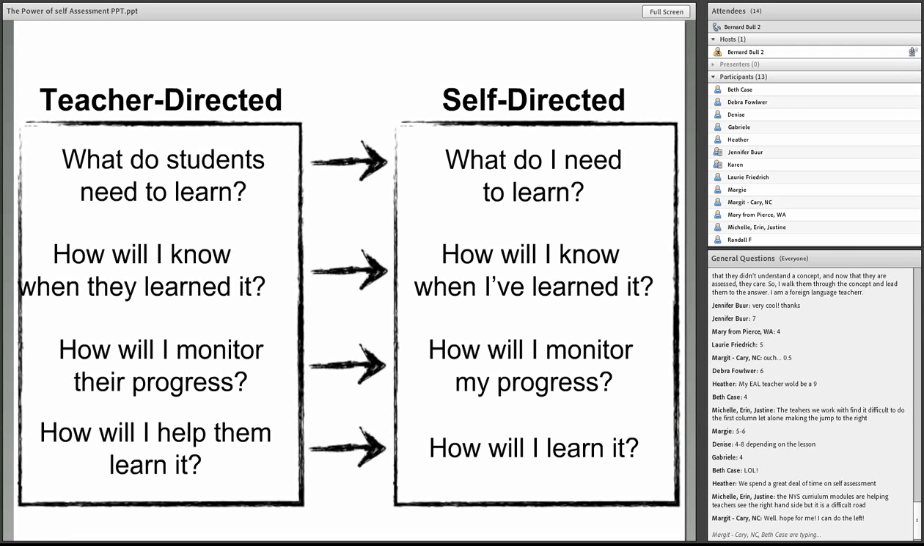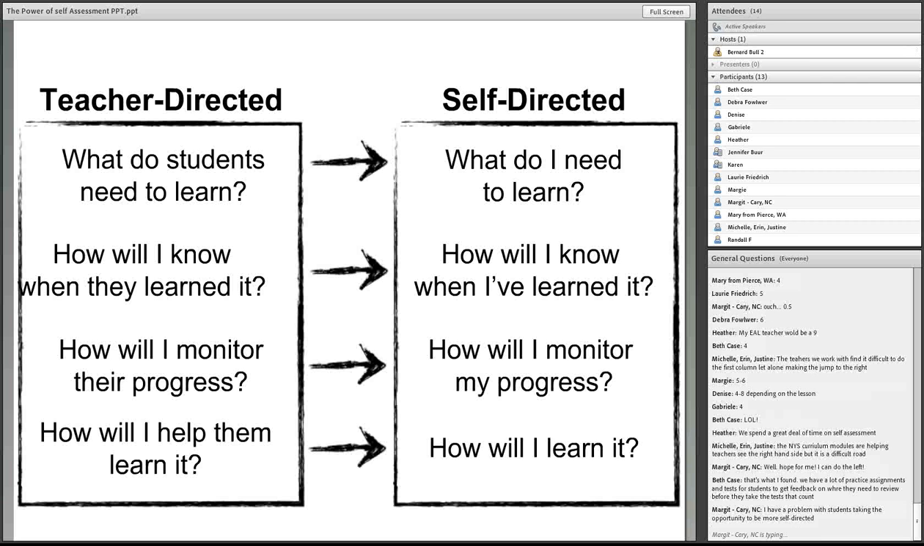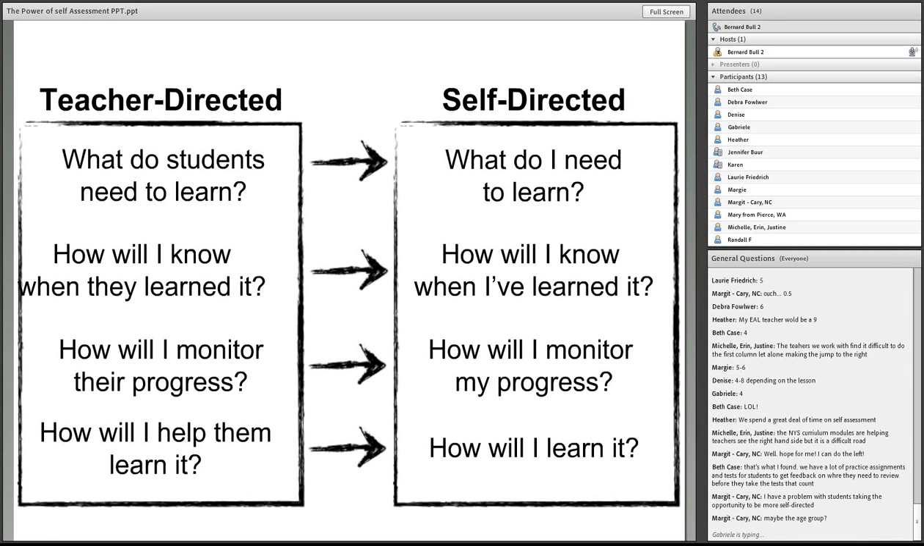At the same time, what I would argue is that regardless of the learning environment, learners will be better off if they choose to treat the environment as self-directed, at least for numbers 2, 3, and 4. For how will I know when I've learned it? How will I monitor my progress? And how will I learn it? In other words, if we can empower and encourage and invite students to begin to ask those questions themselves, then this partnership between teacher and learner can be a powerful thing. We can see some amazing results happen, and we can see learners take more responsibility and ownership in the learning experience.